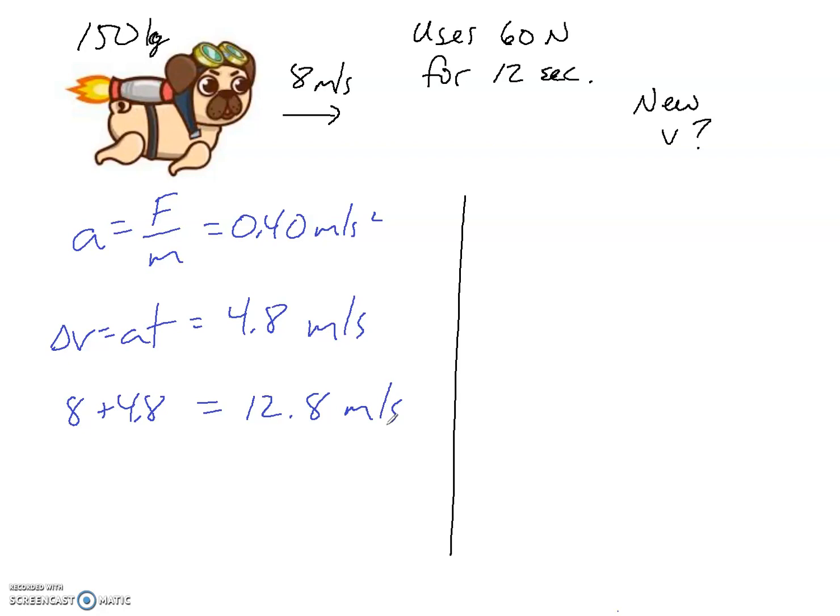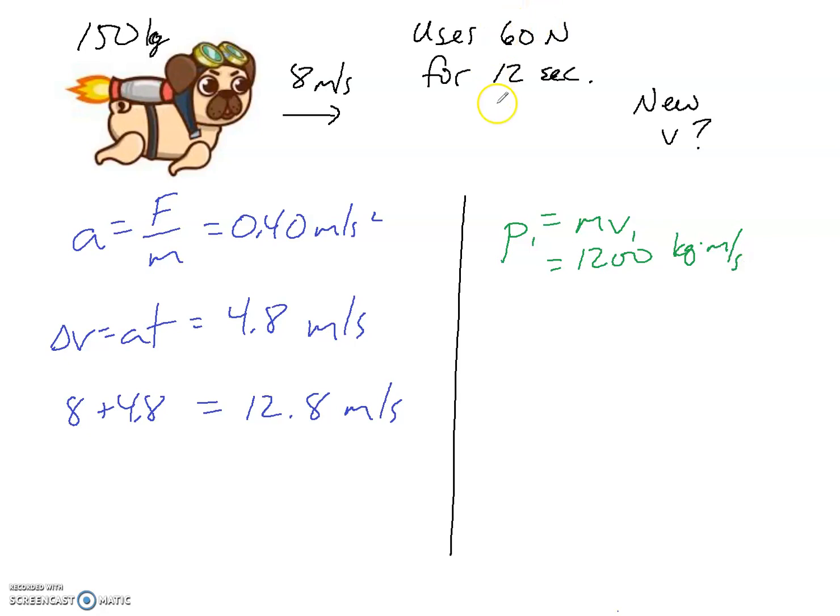Now let's look at the exact same question except in terms of momentum. Of course, the dog starts with momentum, and we can find his first momentum. We've got the mass, we've got the V. So we take the 150 and times that by 8, and we find out it's got about 1200 kilogram meters per second of momentum.